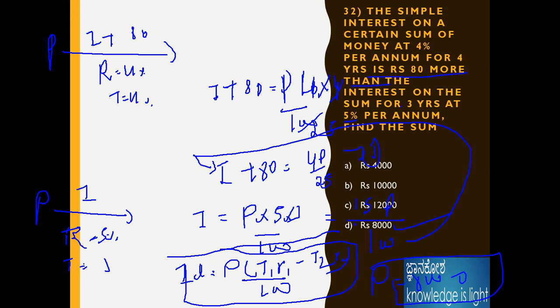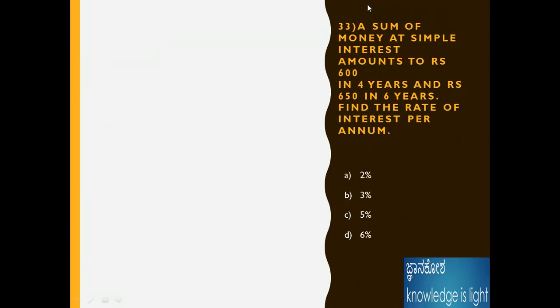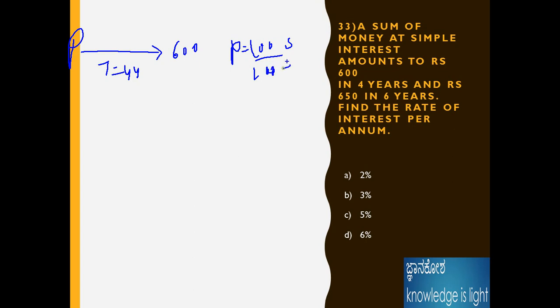Next thing, the last problem I will take. A sum of money at simple interest amounts to rupees 600 in 4 years. I don't know the principal amount, so the sum is converted into principal: 600 with respect to 4 years. Therefore, we know the formula P is equal to 100 S divided by 100 plus RT. Just apply this one: 100 into 600 divided by 100 plus 4R. We don't know the rate, so just keep it as R, as a constant.